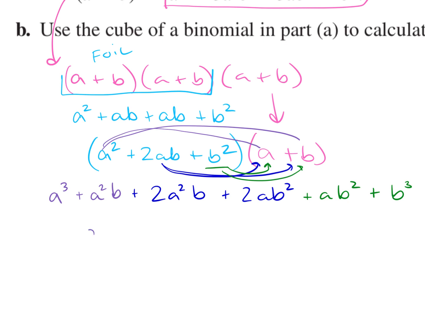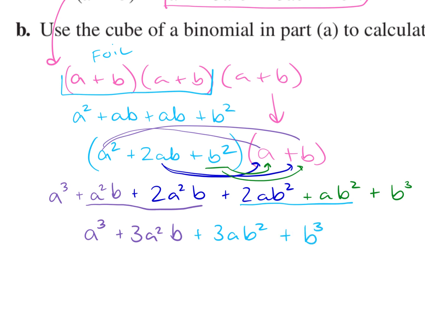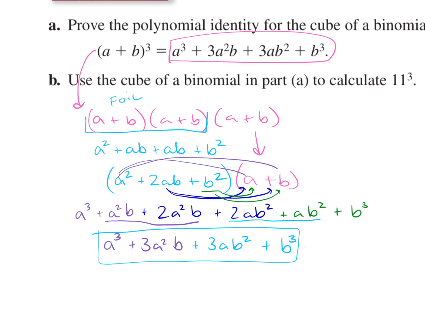Let's combine our like terms. So we're going to start with a cubed. Then we have a squared b plus 2a squared b. What would that be? 3a squared b. Awesome. 3a squared b. Then we have 2ab squared plus ab squared. What do we get when we add these together? 3ab squared plus b cubed. Did we get the same thing that our shortcut formula says? Yep.